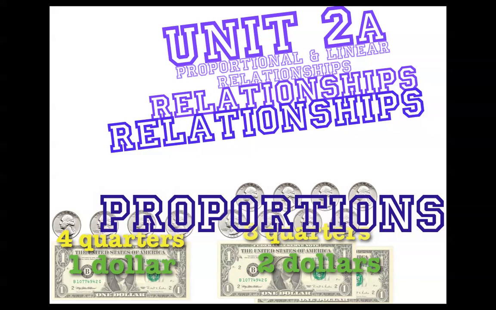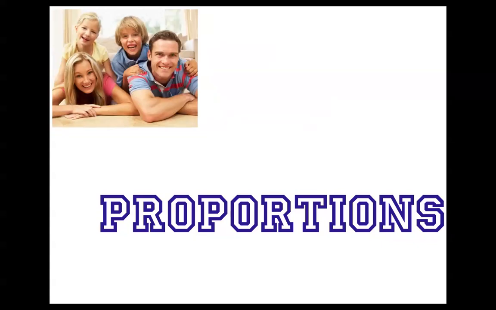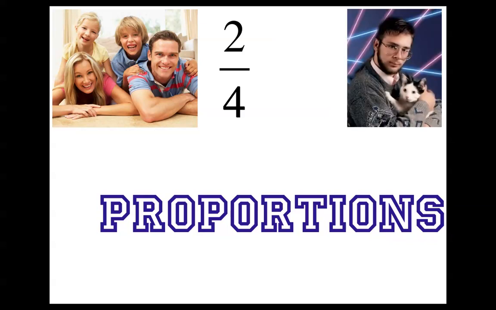Okay, so let me see if I can explain proportions to you this way. I've got a couple of families that I know. This family right here is the Johnson family, and there are 4 people in the Johnson family. Of the 4 people, 2 of them are male. I also know another family. This is the Weisenheimer family, and the Weisenheimer family has 2 people. Of those 2 people, 1 is male. So, 2 out of 4 and 1 out of 2.